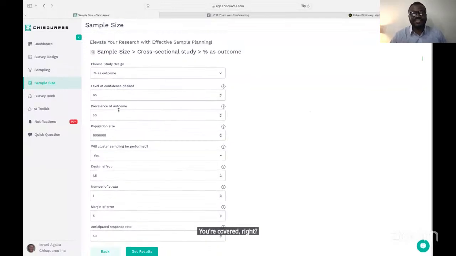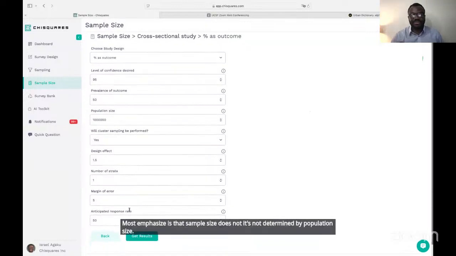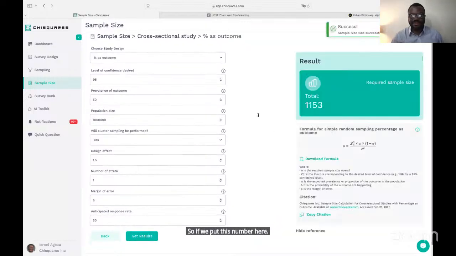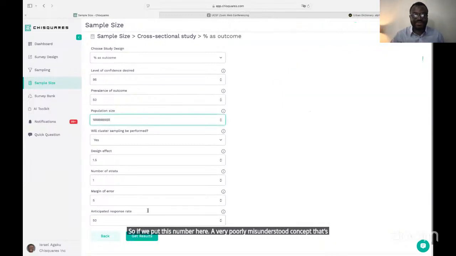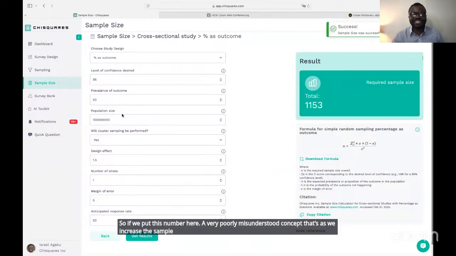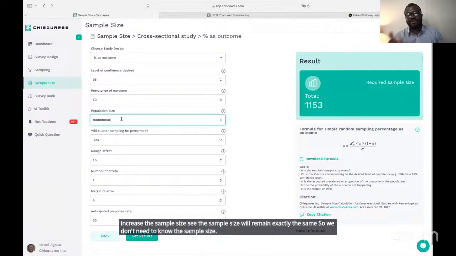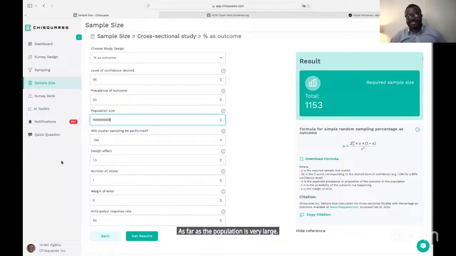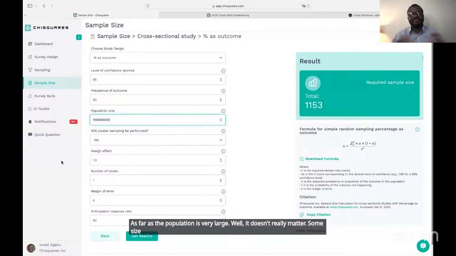So, another take-home point, which we really must emphasize, is that sample size is not determined by population size. This is a very poorly understood concept. As we increase the population size, the sample size will remain exactly the same. The only time the population size matters is when we have a very tiny population. But as long as the population is very large, it doesn't really matter. The sample size will remain exactly the same, regardless of the population size.